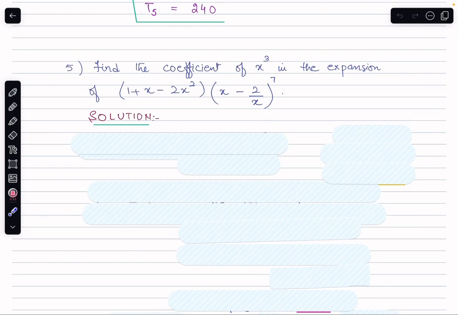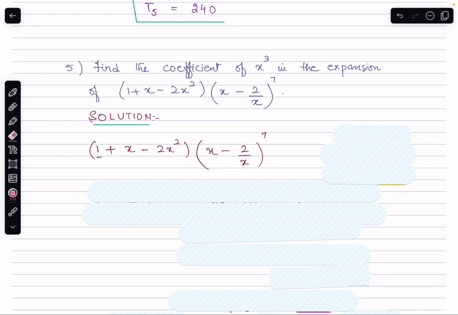Question number 5. Find the coefficient of x cube in the expansion of 1 plus x minus 2x squared times x minus 2 by x to the power 7. So let's see how we can solve this question. We have 1 plus x minus 2x squared times x minus 2 by x to the power 7 here.